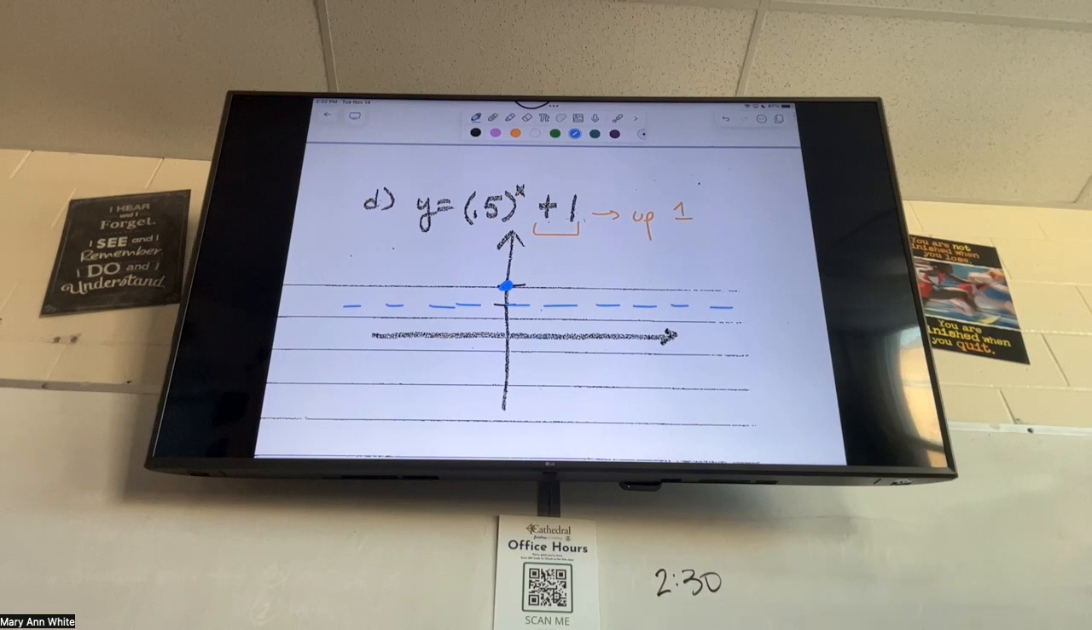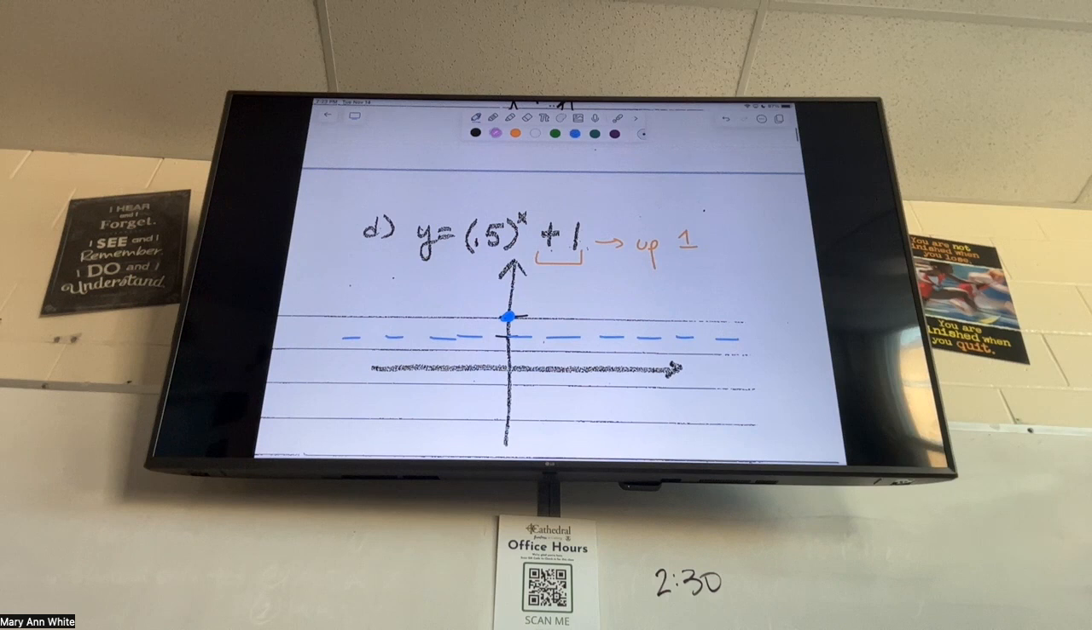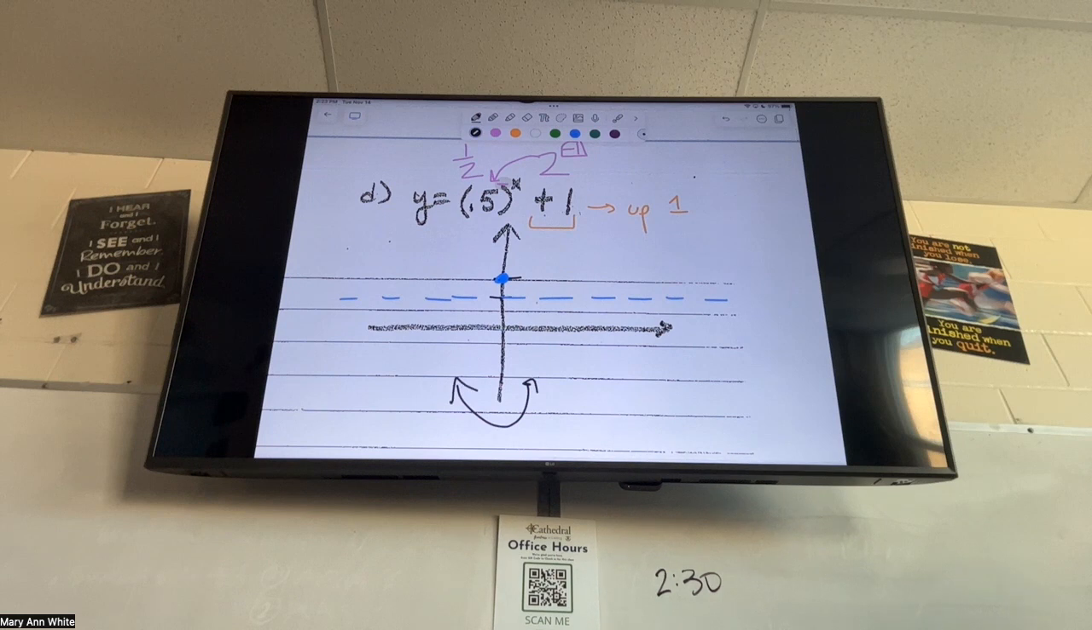Now this 0.5 does do a little something to my graph. Can we think of that as 2 raised to some power equal to 0.5? Two to the -1, very good, because 2 to the -1 is 1/2, which is the same thing as 0.5. So that exponent is not just x, it's gonna be -x. And what did we say when we had a negative up there with our x? It flips over my y-axis, like this.